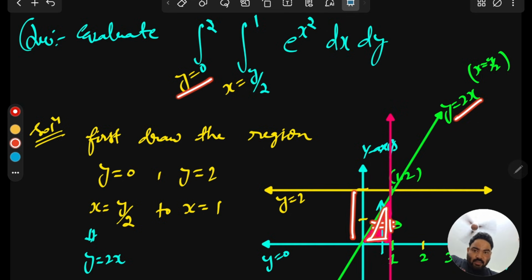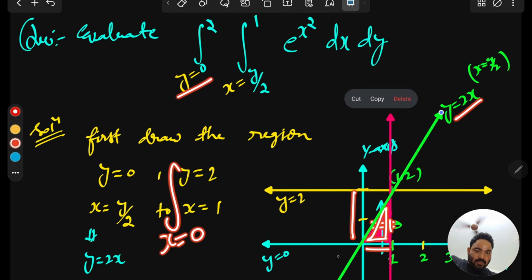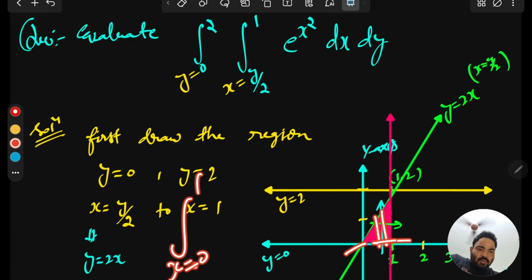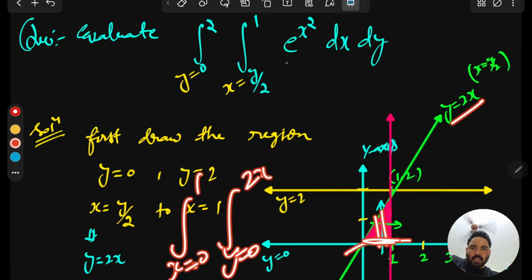Now, to convert from the y limit being constant to the x limit being constant: x is moving from here to here, so x is moving 0 to 1. And how is y moving? Just draw the vertical strip. y is moving from the lower side 0 and the upper side till 2x, and your actual integrand is e to the power x square dy dx.